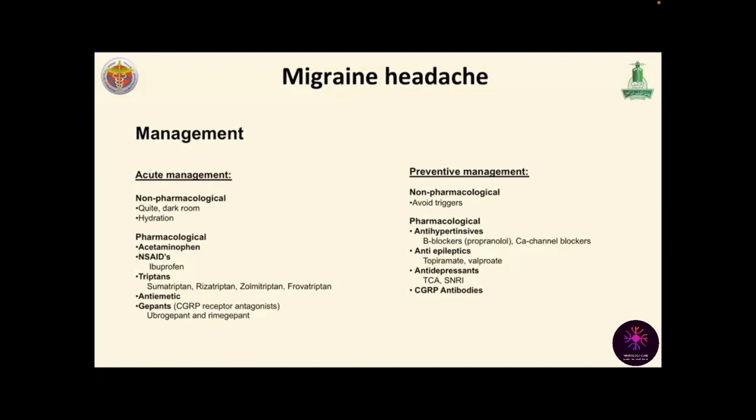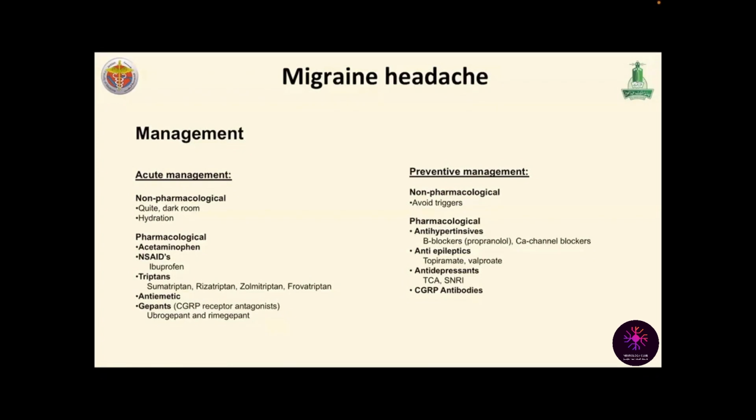So if we have to step up the treatment, there are some migraine-specific options. Famously, here we have the triptans. They're considered first-line treatment for moderate to severe migraine attacks. They're available in different forms. They can come in oral, nasal, subcutaneous injections.